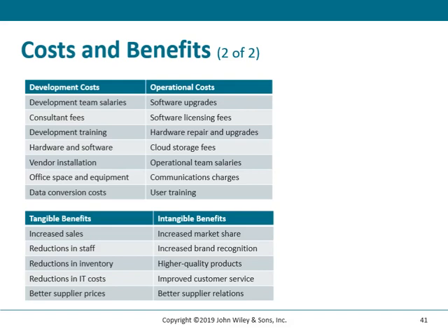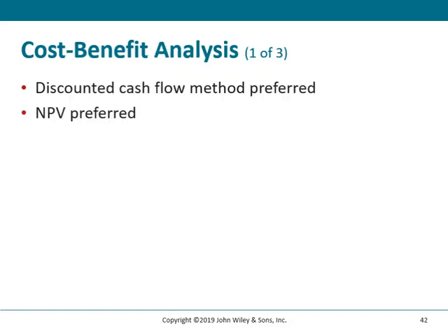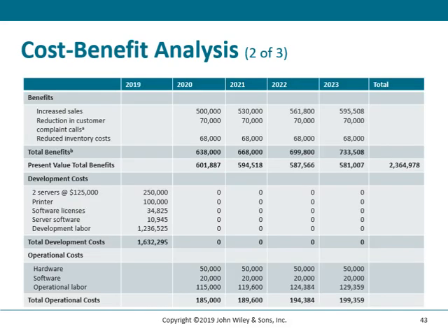Development costs are tangible expenses incurred during the creation of the system. They are usually one-time costs. Operational costs are tangible expenses required to operate the system. They are usually ongoing costs. When we do cost-benefit analysis, we should use the discounted cash flow method. That means we use NPV to calculate the values. This is an example of cost-benefit analysis. Use the NPV.